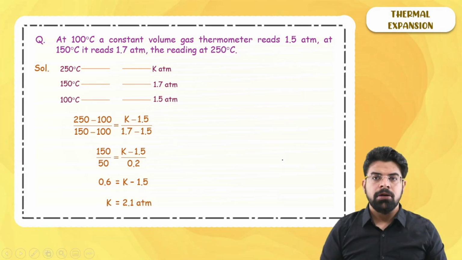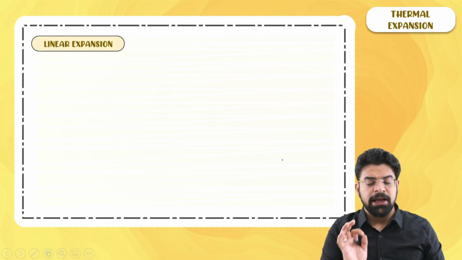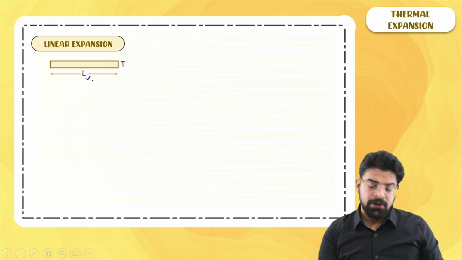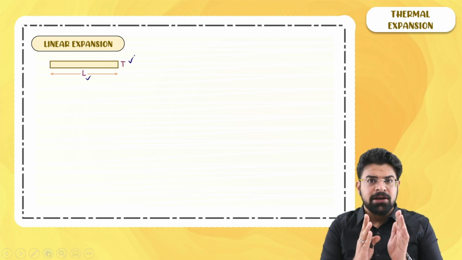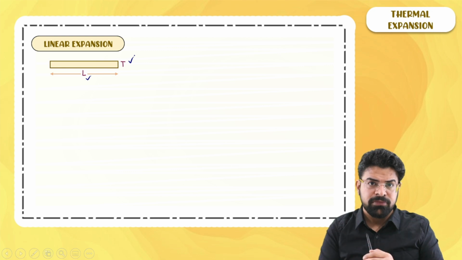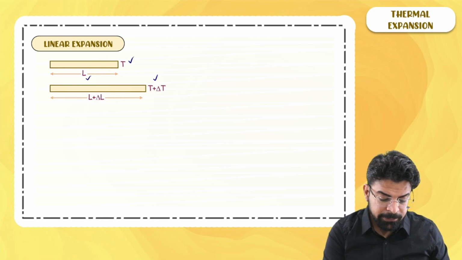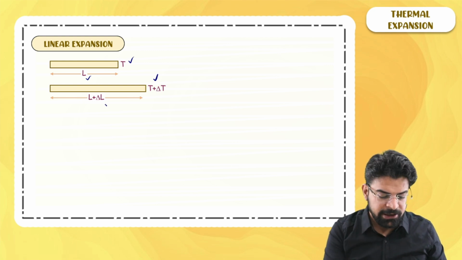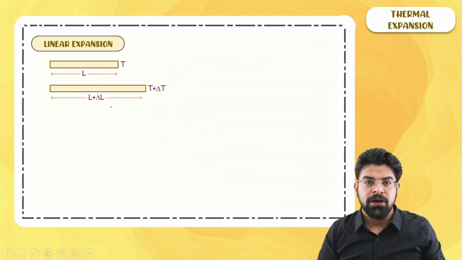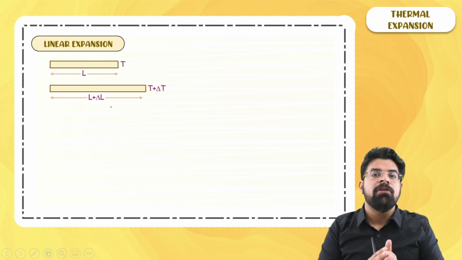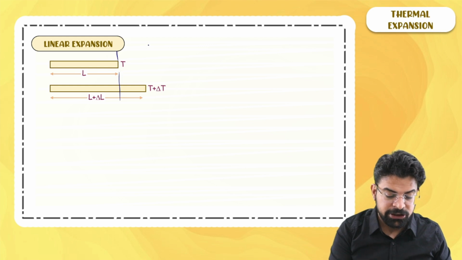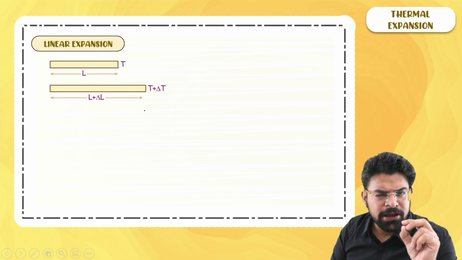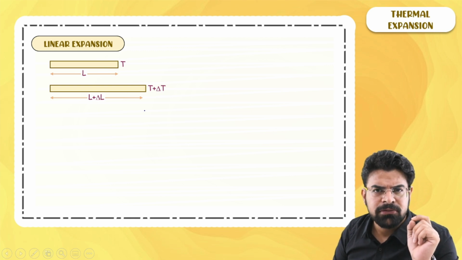Simple. So now we will talk about linear expansion. So if we have a rod of length L at temperature T, when we heat the rod, the length of the rod increases. Now let's say at a temperature T plus delta T, increasing the temperature by some amount delta T, the length increases and becomes L plus delta L. In the picture here, there is an over exaggeration that the length has increased by this much, but in the real world, whenever we talk about increase in length, we are talking about a very small increase in length compared to the original length.